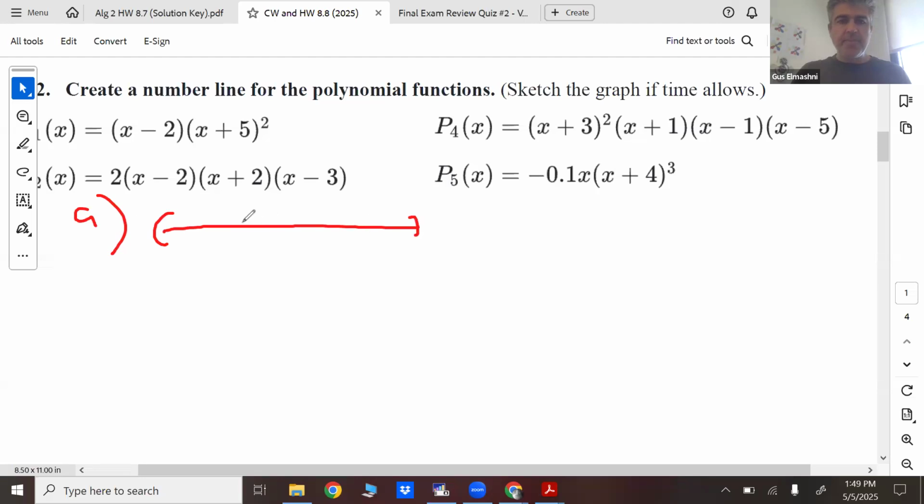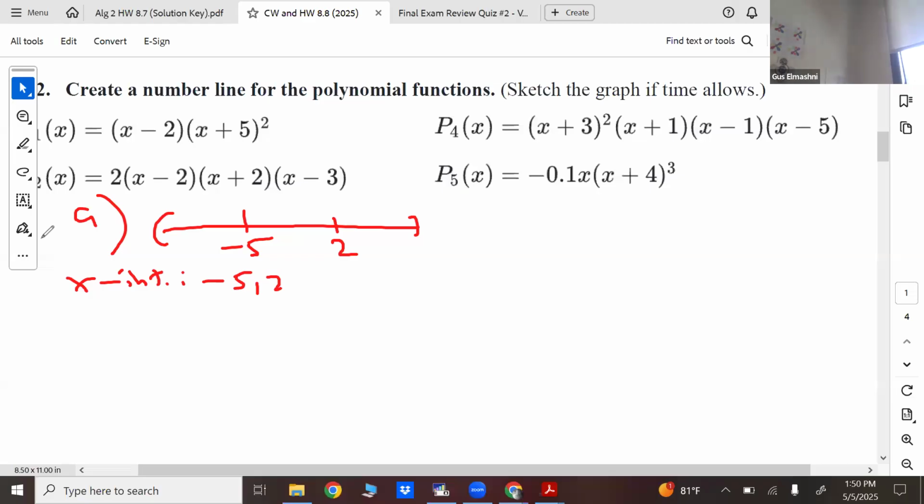Here's how I do it. What are my x-intercepts? 2 and -5. So you're going to locate those on the number line. Okay. Now, those are my x-intercepts. Now, what I'm going to do is this.